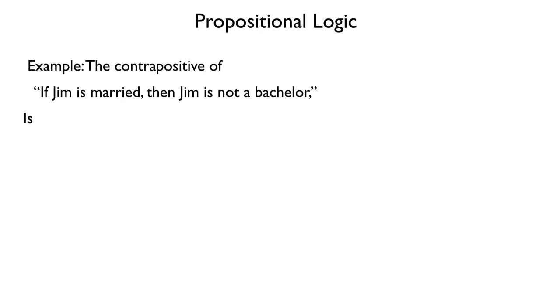An example of this is: the contrapositive of if Jim is married, then Jim is not a bachelor, is if Jim is not not a bachelor, which is the same thing as saying if Jim is a bachelor, then Jim is not married.